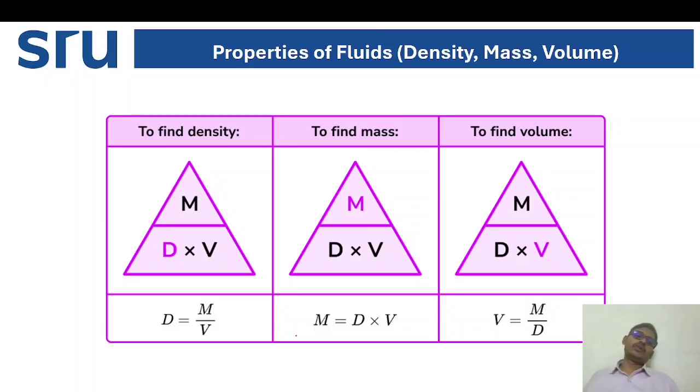Now, to help you remember, I have taken a reference source from Google Images and made a kind of triangle of density, mass and volume. You remember this triangle, M d V. If you want D, then you just see mass by volume, because this is above, division, and this is below, multiplication. M d V, right?